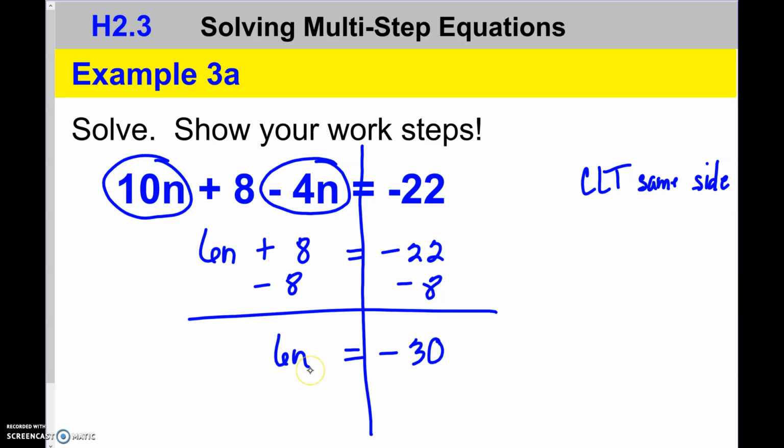All right, now this says 6 times n, so the opposite of times is divide. So I'm going to divide both sides by 6. So n is negative 30 divided by 6, which is negative 5. So n is negative 5.